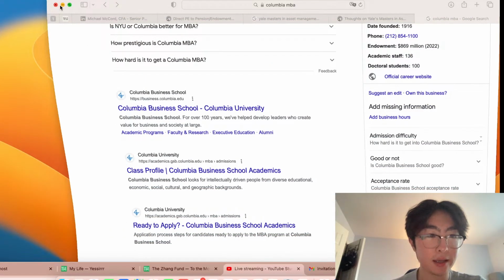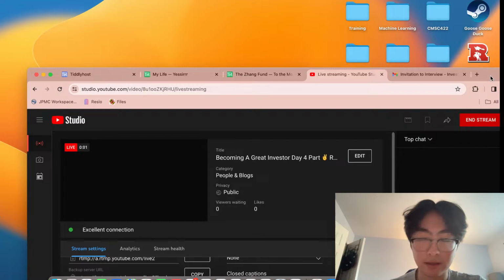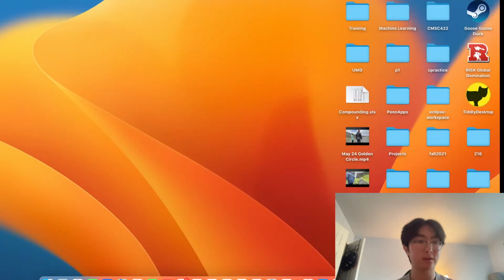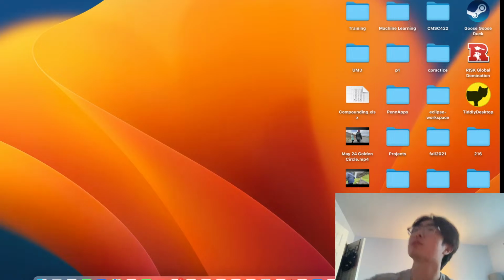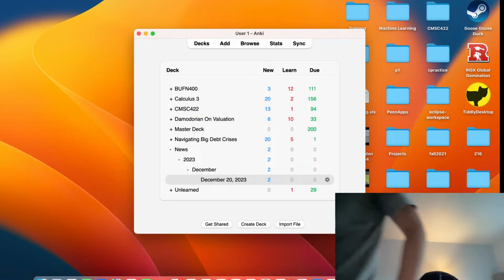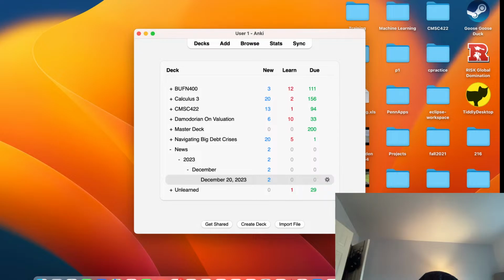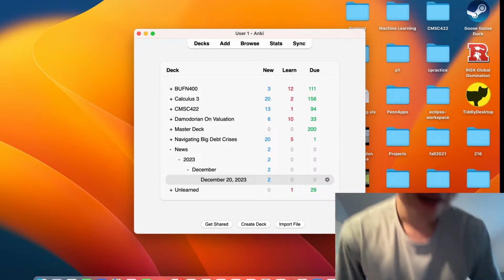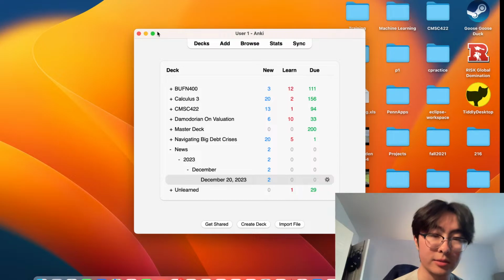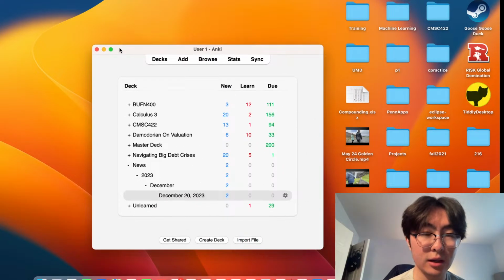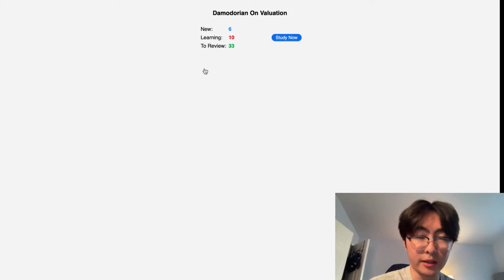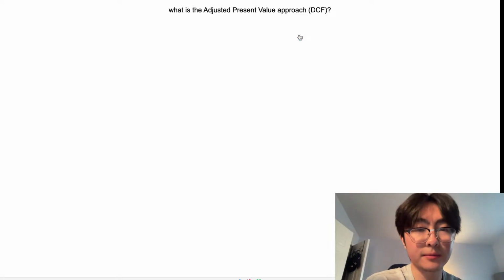Okay, I'm back and I'm gonna spend a little bit of time going over some of the flashcards I wrote down for the Valuation book by Damodaran, and then also probably go over some of the chapters of the book itself. But I think right here, let's see, what if we study now?